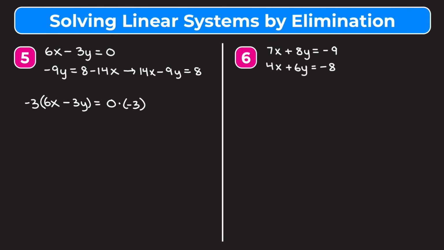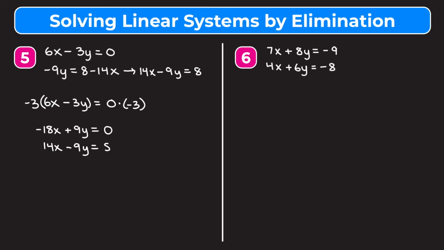And now if I distribute that negative 3 on the left side, I'm going to get negative 18x plus 9y. And on the right side, 0 times anything is 0, so I just have a 0. Now I'm going to take my second equation and write it underneath.